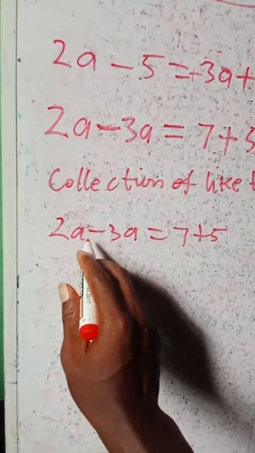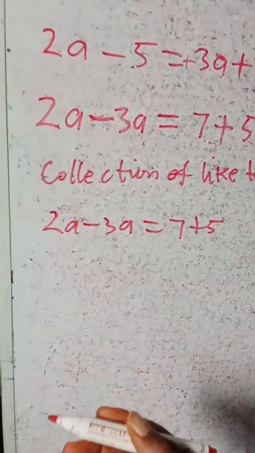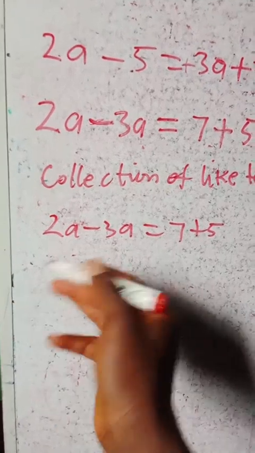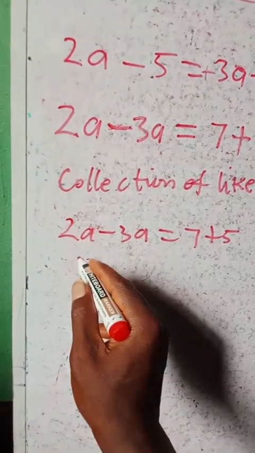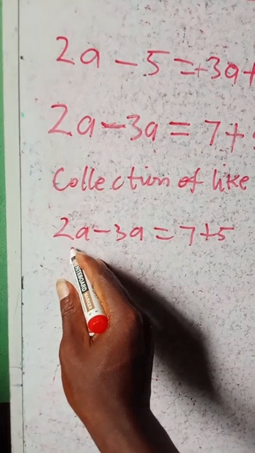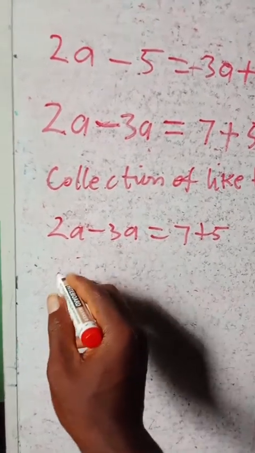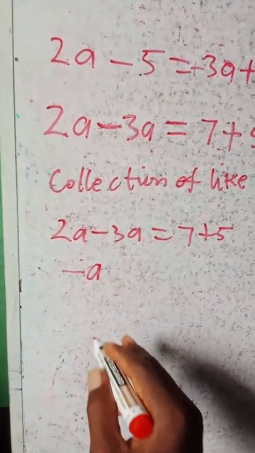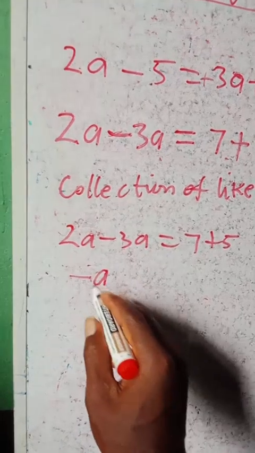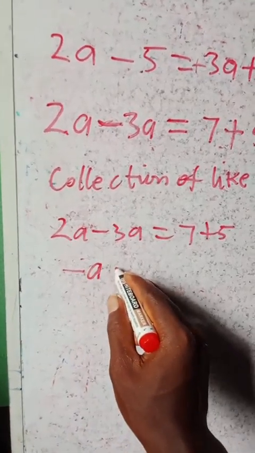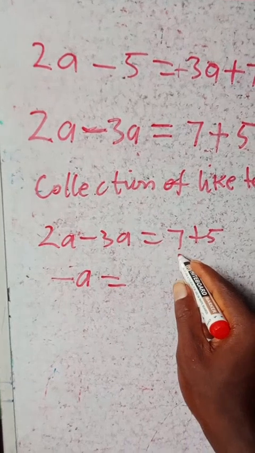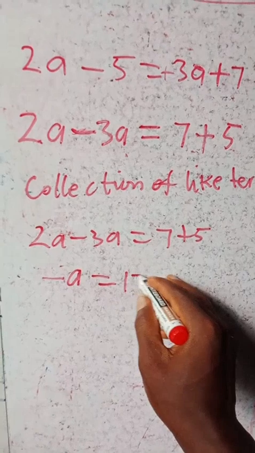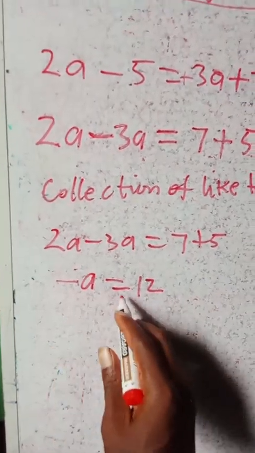2a minus 3a, you know what to do. They are like terms, so the alphabets are the same, so you can subtract. This means you have 2 pens, you are owing 3 pens, so at the end of the day you are still owing 1 pen. So it will be minus a. Don't write 1a, I told you. So it will be minus a is equal to 7 plus 5, which is 12. So you have minus a is equal to 12.